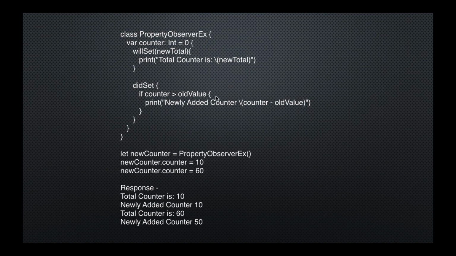Okay, so oldValue and newValue are something which are default. You can use oldValue or you can use newValue as well. newTotal is something which you have passed, so total is written over here. In didSet, we can just do some calculation based on our counter. If counter is greater than oldValue, then we will say newly added counter is the difference from oldValue. So we can print it like this.